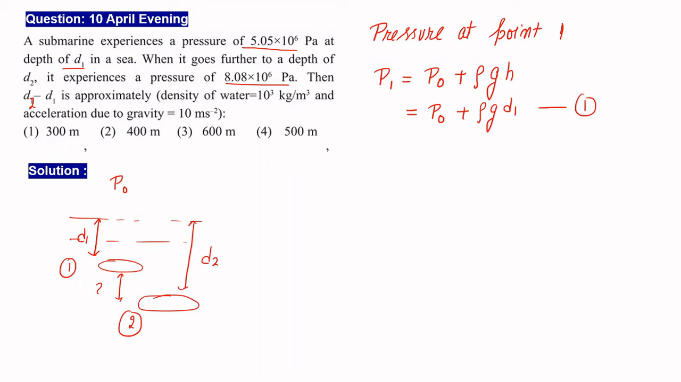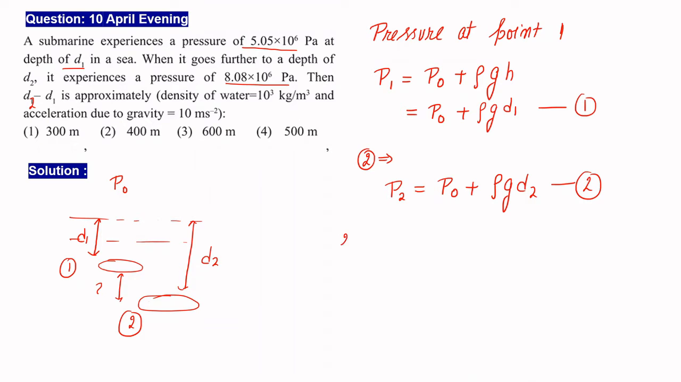Same way we can write down pressure at point 2. So pressure at point 2 is nothing but P2 equal to P0 plus rho G. In the place of H, we have to put D2. This is equation number 2. So we know that P1 and P2 are given, and we have to find D2 minus D1.